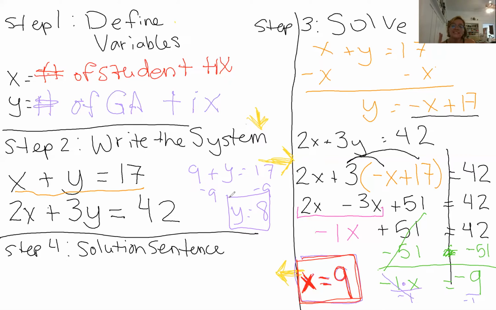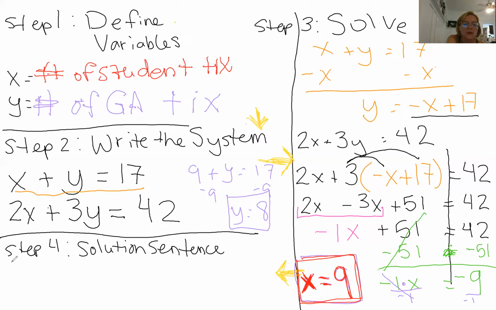Step 4 is to now put our math into words. So I got x equals 9 and y equals 8, but we need to talk about what that means in our problem. So we're selling tickets to the school play. You sold 17 of them, you made $42, and we wanted to know how many student tickets and how many general admission tickets we sold. So we're going to write a sentence. I want you to write a complete sentence, okay?